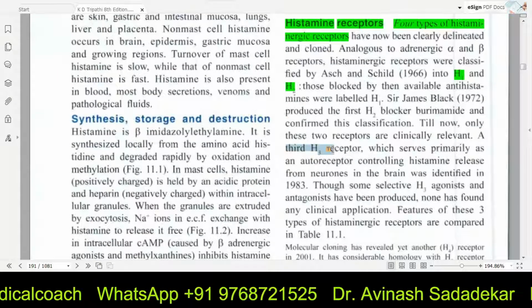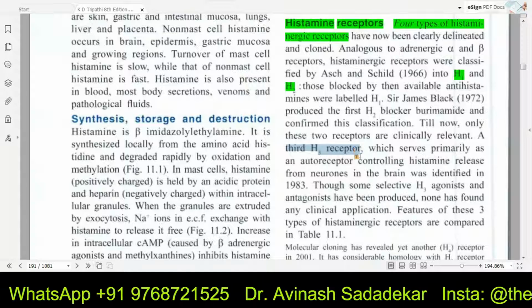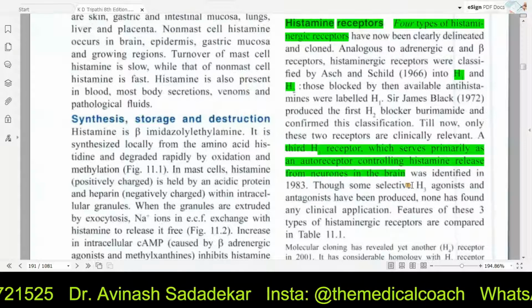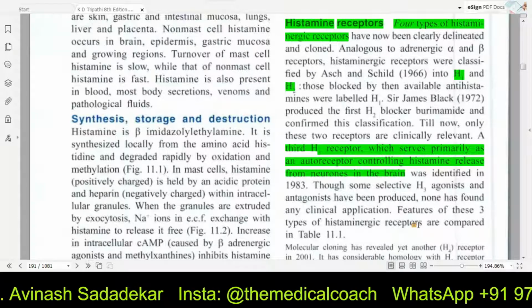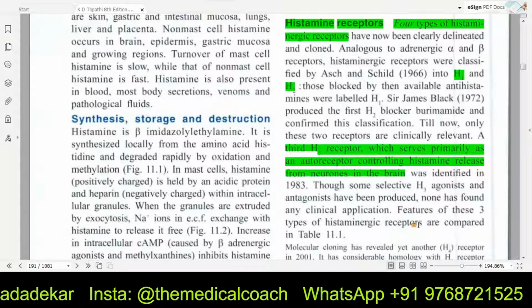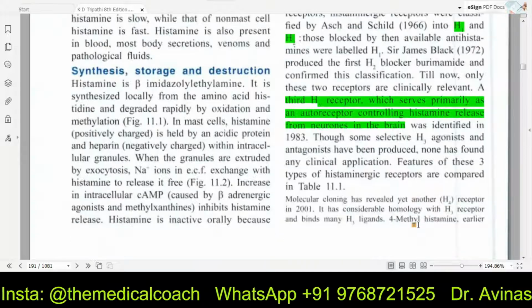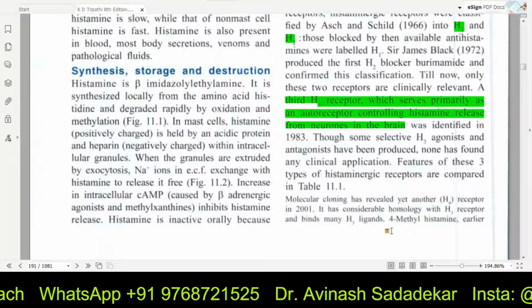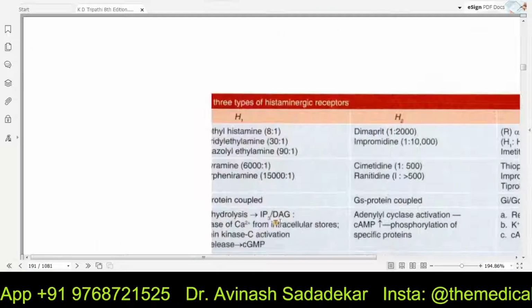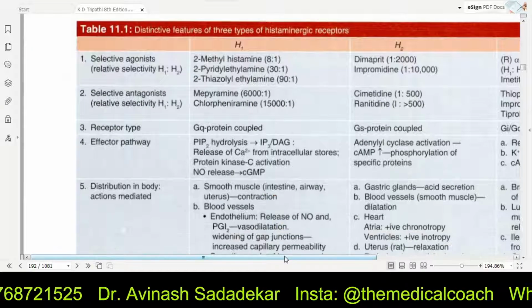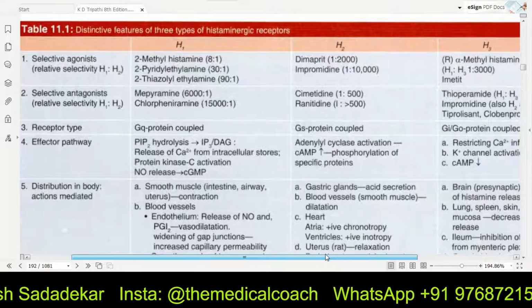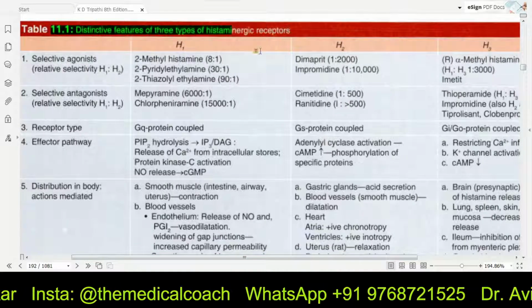Now there is a third, H3 receptor, which is an autoreceptor that controls histamine release from the neurons in the brain. There are some selective H3 agonists, but there is no clinical application for that. And there is an H4 receptor. I don't know whether it is really a separate receptor or just a modified form of H3. Now this is a table that I want you to pay attention to.